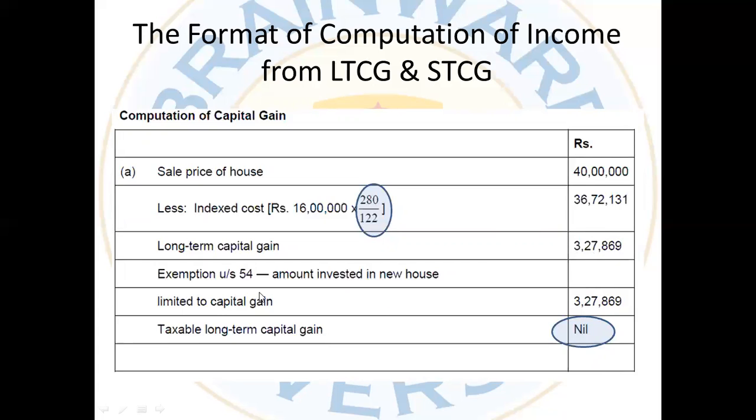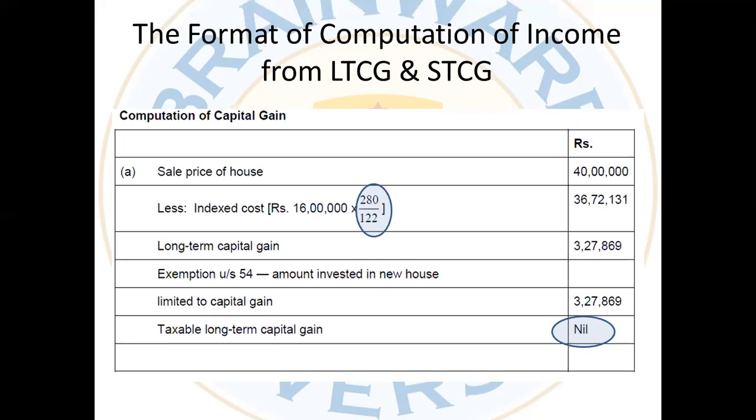Once again, under section 54, the rule is that after the capital gain, if anybody purchases a house, he or she will get an exemption under section 54. Now, how much will the exemption be? The exemption value will be the lower of the actual price of the house purchased and the long-term capital gain incurred. In this sum, the house purchased was 5.6 lakhs, and the long-term capital gain is 3,27,869.